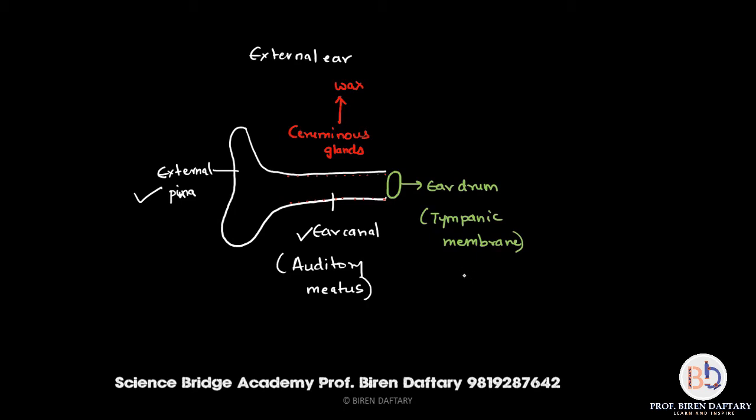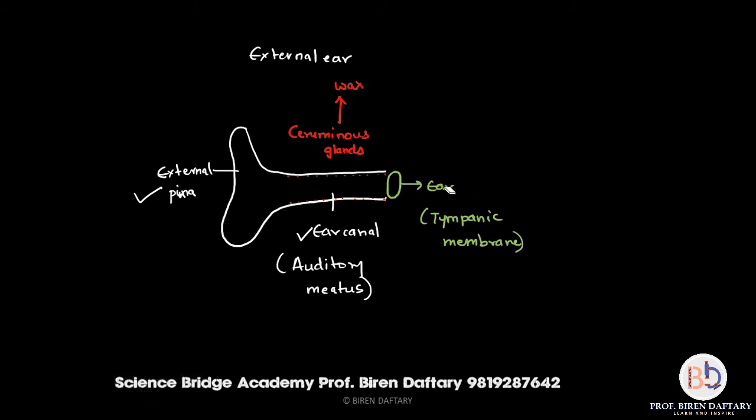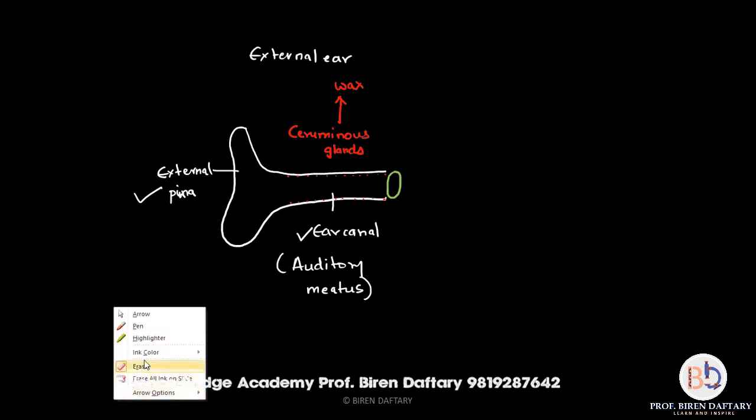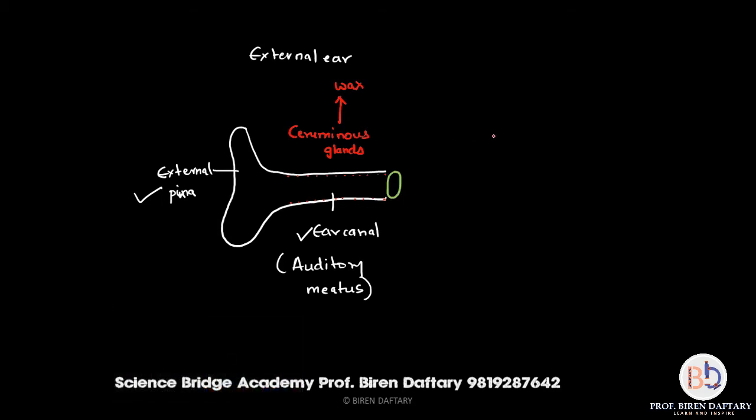Is it clear? Now I am going to continue forward into the middle ear, so I'm going to erase this writing. Since we have seen the external ear, we can continue into the middle ear. The middle ear is made up of three ossicles or bones. I'm going to draw the three ossicles over here. These are also called the ear bones.